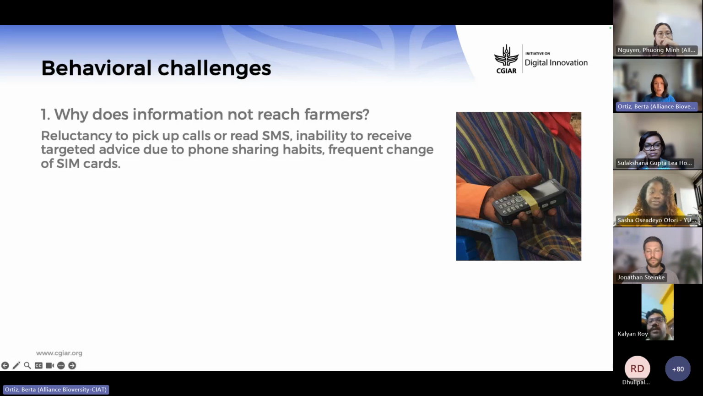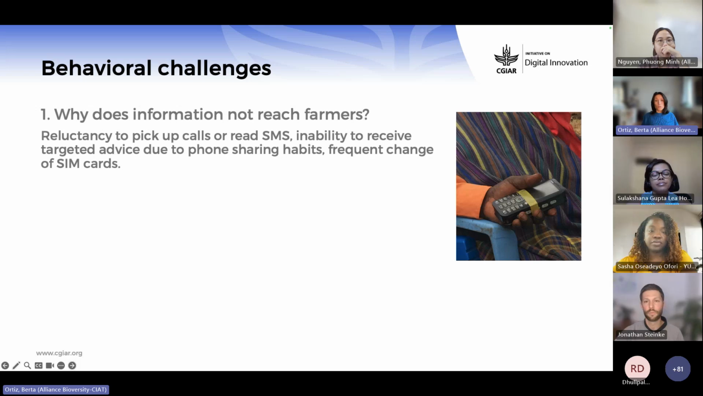So the first one is, why does information not reach farmers? So most of the barriers we have identified actually fall into this category, and this is about barriers that prevent farmers from interacting with the service altogether. Some examples are that farmers may be reluctant to pick up calls or read messages from unknown contacts, that they may not receive targeted advice due to phone sharing habits, or that in subscription-based services, they may miss out on them after a while due to frequent SIM card changes.